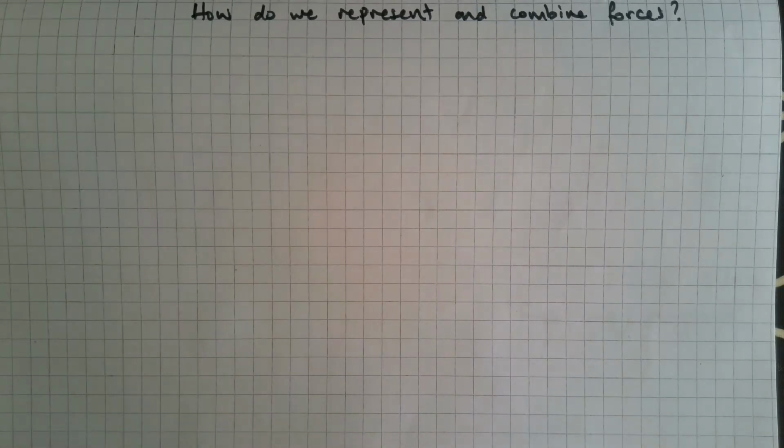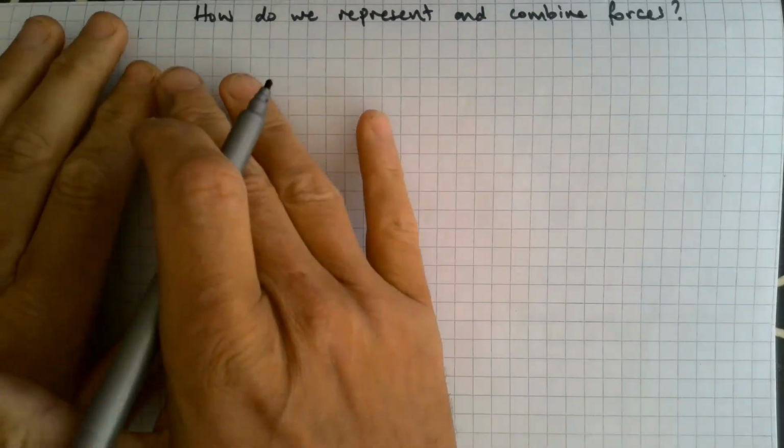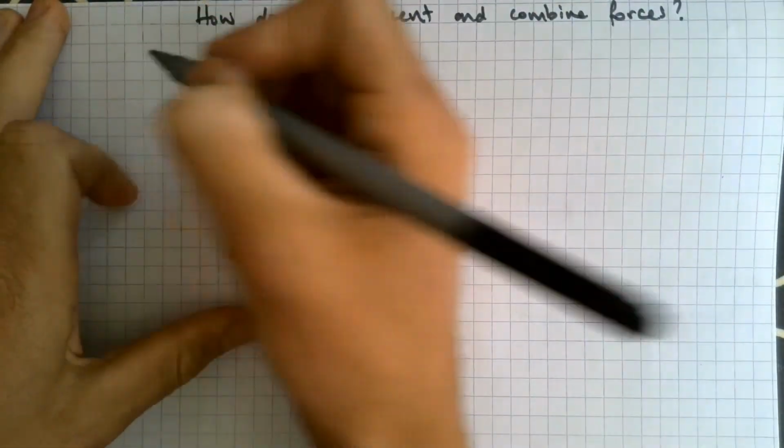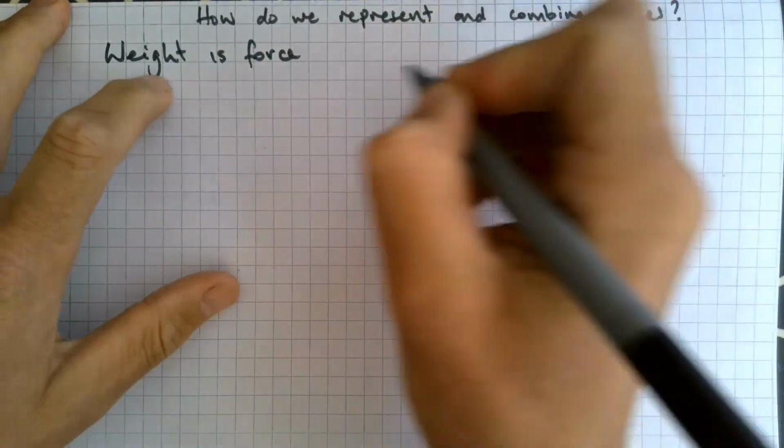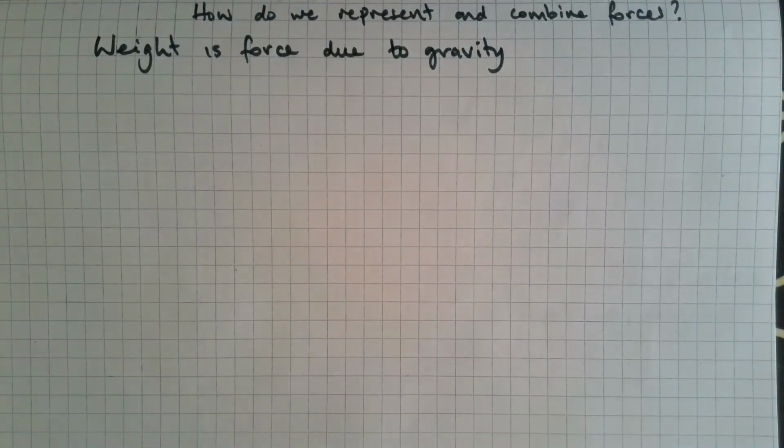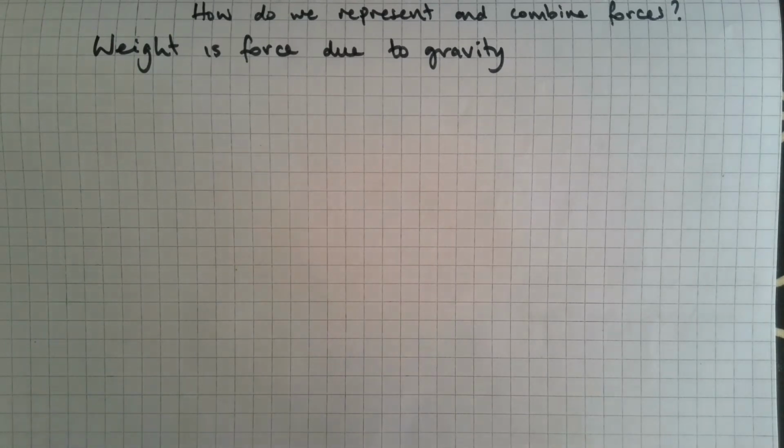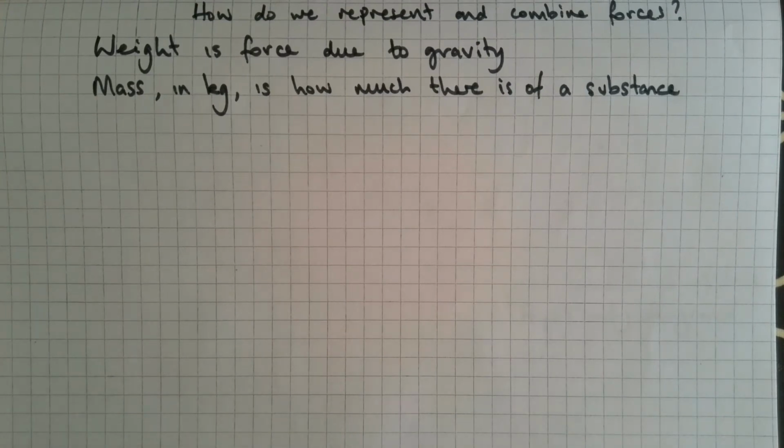Now, you know, especially if I'm your physics teacher, that I will bang on about how weight and mass are totally different. So just to revise that, weight is a force and it is due to gravity. And mass is measured in kilograms, and a simple way of looking at it is how much there is of a substance. That is a very simplified way of thinking of it. There are more complicated ways of looking at mass, which I'm not going to get into today.